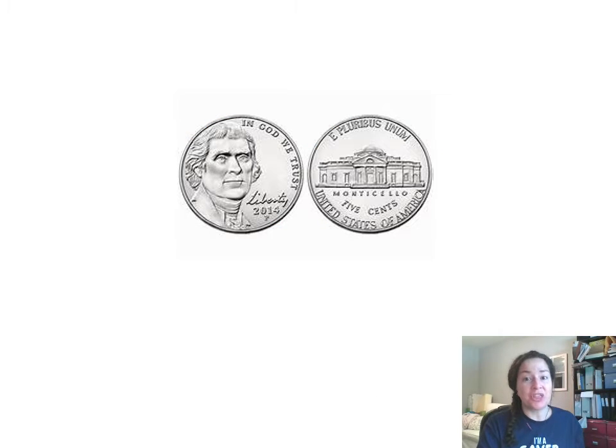This is called the nickel. And it has the face of Thomas Jefferson, who was also a president. And then on the other side of the coin, it shows a house that has a name. It's called Monticello. And this was the house that Thomas Jefferson designed. He drew it, and then he got to build it.